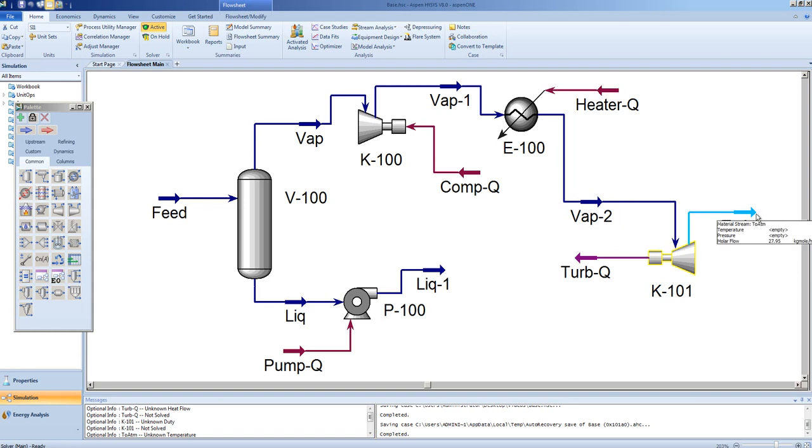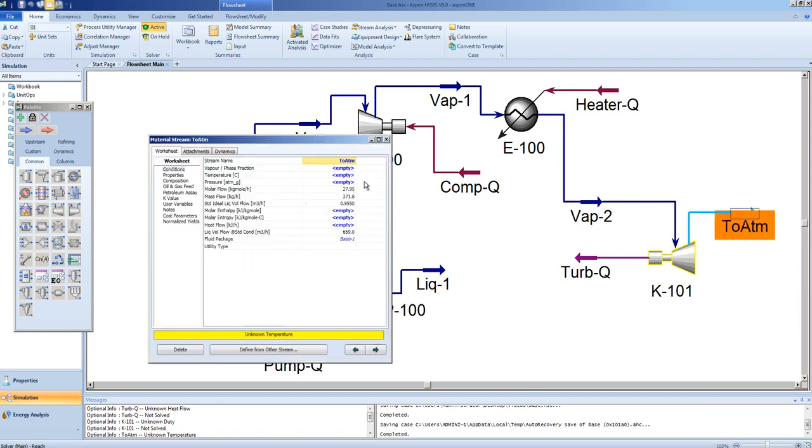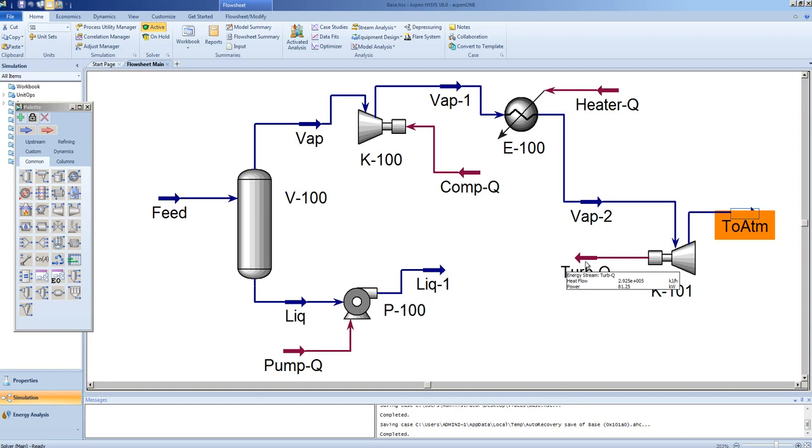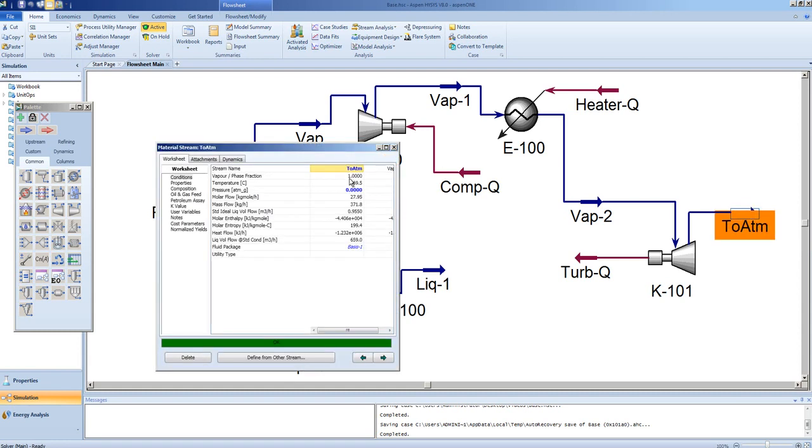Since we said this is going to atmosphere, what we should do is set the outlet pressure. The outlet pressure in this case will be 0 atmosphere gauge. Note your turbine solves. And the power recovered is roughly 81 kilowatts. And the temperature of the exiting stream has dropped to 369.5. Vapor fraction is still 1, so no condensation has happened inside the turbine.